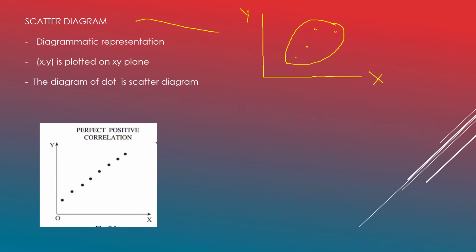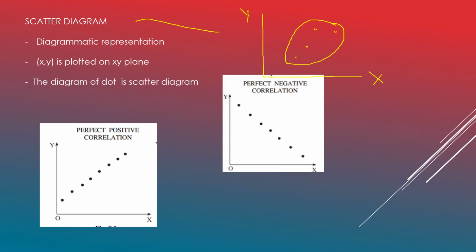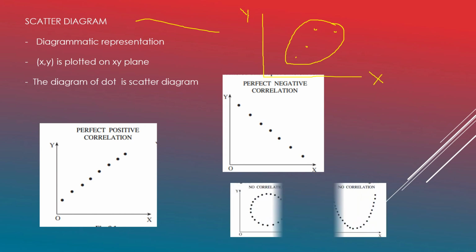If the points move from the left bottom to the right top, then it is called a perfect positive correlation, and the points lie on the same straight line. The points lying on the same straight line, but moving from left top to the right bottom, then we say that it is perfect negative correlation. And if all the points are scattered, then it is called no correlation.